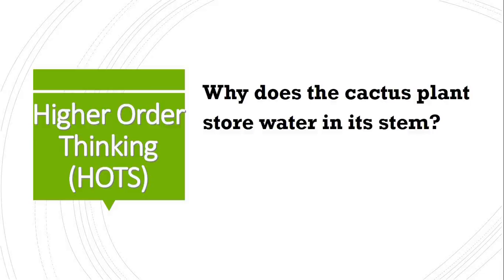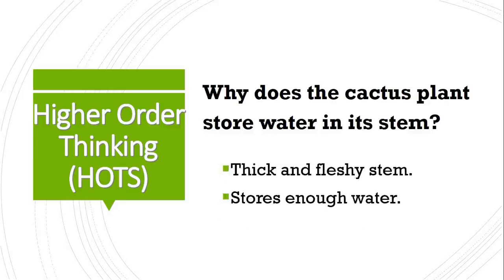Let's see the answer. The stem of the cactus plant is thick and fleshy. It stores enough water to keep the plant alive when it is dry and hot in the desert. Did you get it? Good.